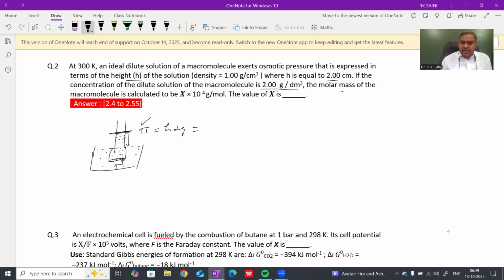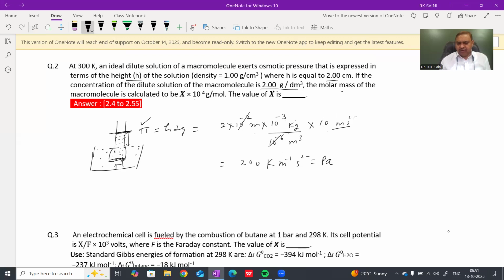Therefore, we write osmotic pressure taking SI units. Height 2 centimeter means 2 into 10 to the power minus 2 meter. Density given as 1 gram per centimeter cube, also taken in SI unit: 10 to the power minus 6 kg per 10 to the power minus 6 meter cube. And gravity is given in meter per second square. Therefore, our answer is 200 kg, and it equals 200 Pascal.